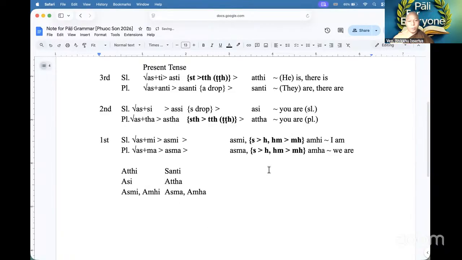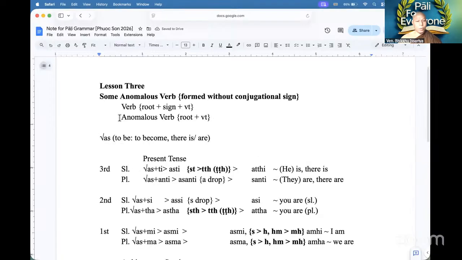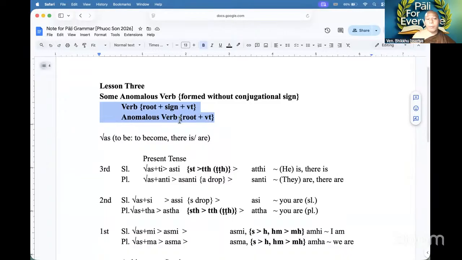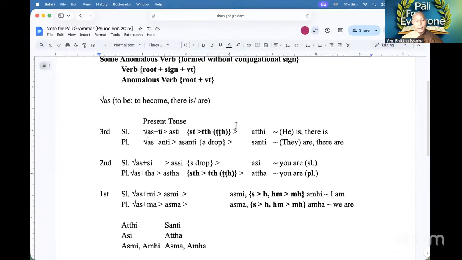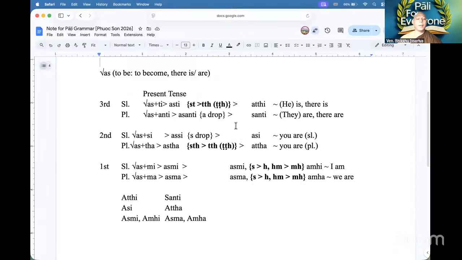So now, without using the conjugation sign, that is called the anomalous verb. A regular verb has three parts: root, sign, and verb termination. But the anomalous verb has no sign, only root and verb termination. Maybe before that, some prefix can be found there, but without the conjugation sign. In this way it can be understood. So ati, sandi, asi, atta, asami or ami, asama, amma.